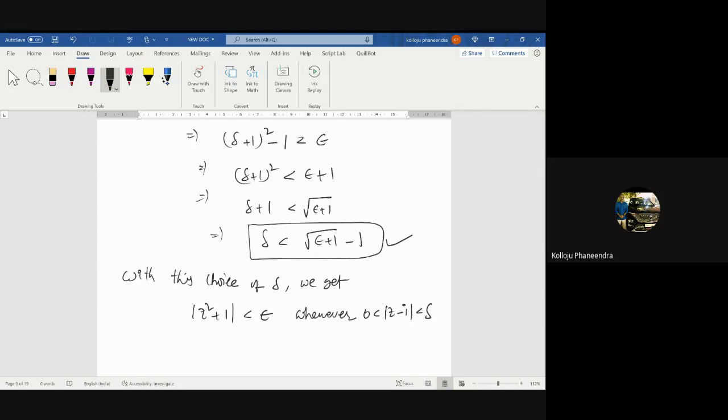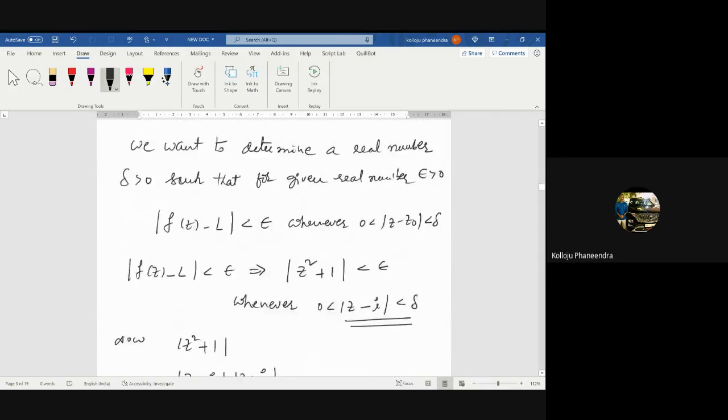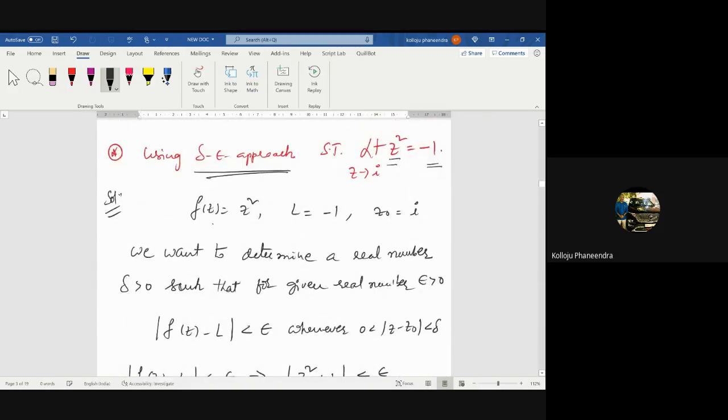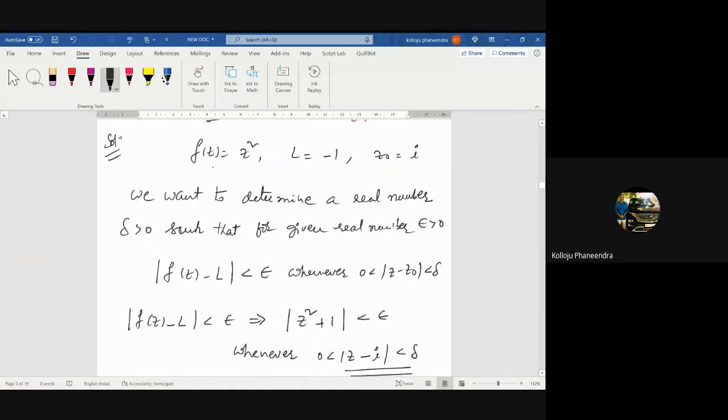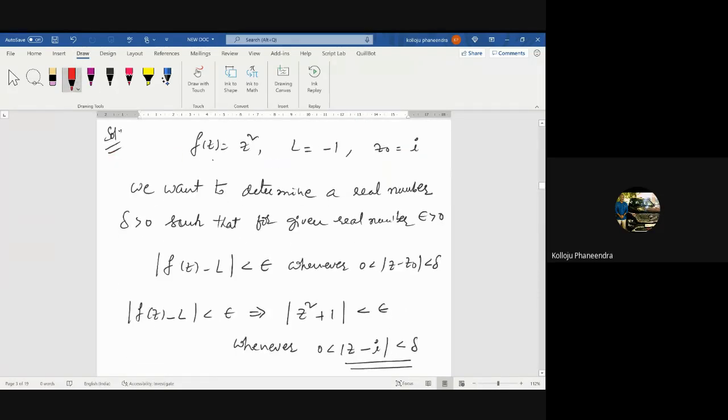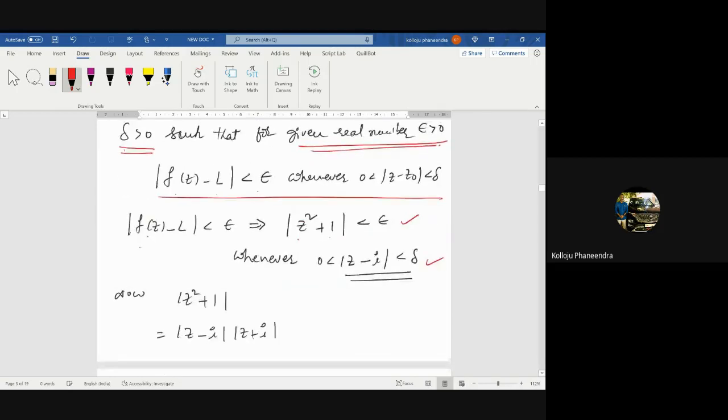And once again, I will explain this problem. In the delta epsilon approach, first identify what is f of z, what is L and what is z naught. And what we have to find, this is important: here we have to find only delta for a given real number epsilon. We are not finding the epsilon value, we are finding the delta value satisfying this definition: mod f of z minus L less than epsilon whenever 0 less than mod z minus z naught less than delta. So what do I have to prove? Mod z square plus 1 less than epsilon whenever mod z minus i less than delta.